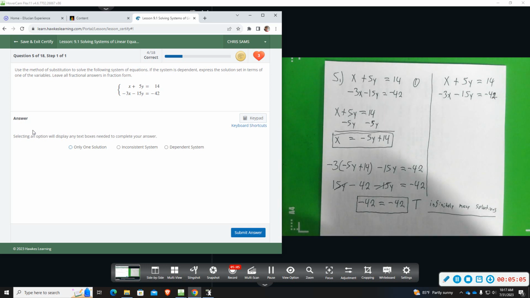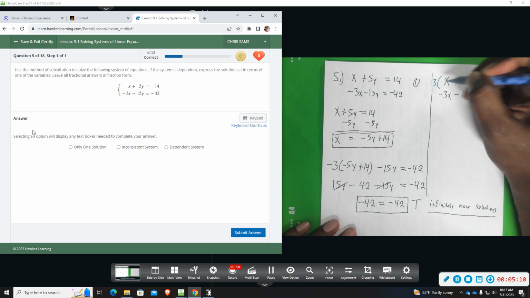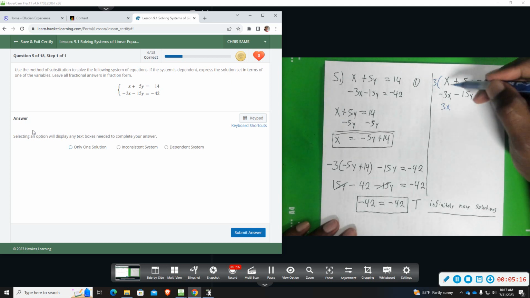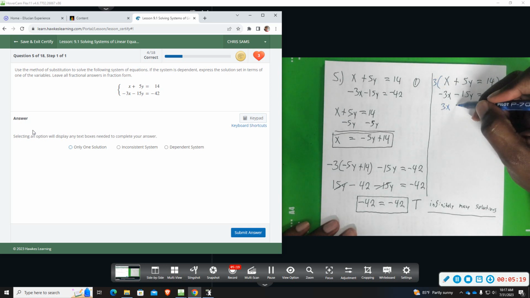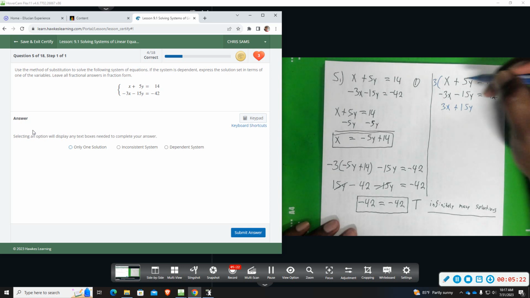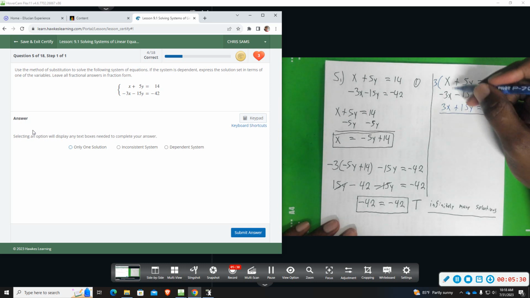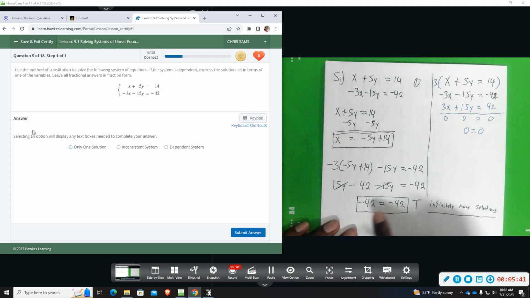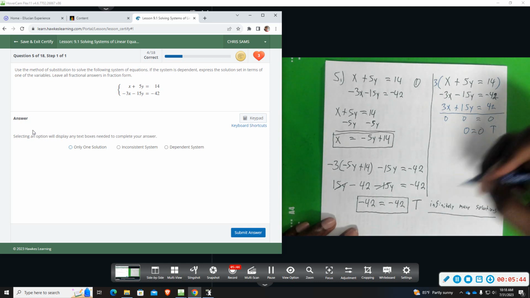So in order to do that with elimination, I would multiply this top equation by 3 because I want to get rid of x. So if I do 3 times x, that would give me a positive 3x. 3 times 5y will give me a positive 15y. And 3 times 14 will give me 42. When you add these two equations up, negative and positive will zero out. Negative and positive, zero out. Negative, positive, zero out. So you end up with 0 equals 0. Same result. It's a true statement. So you got infinitely many solutions.